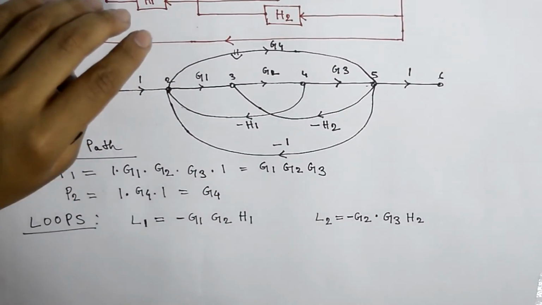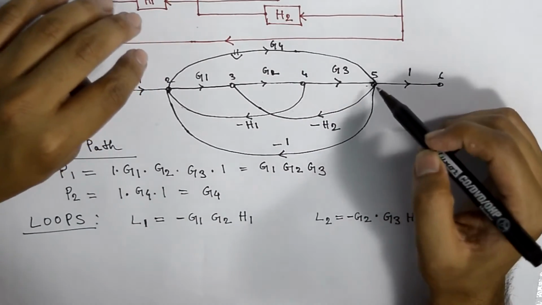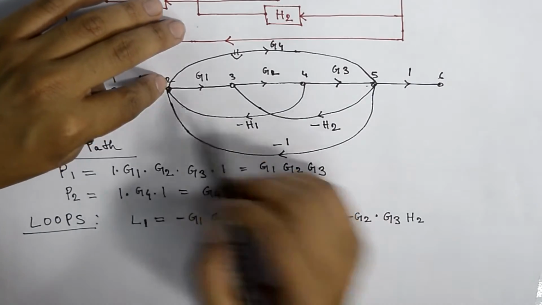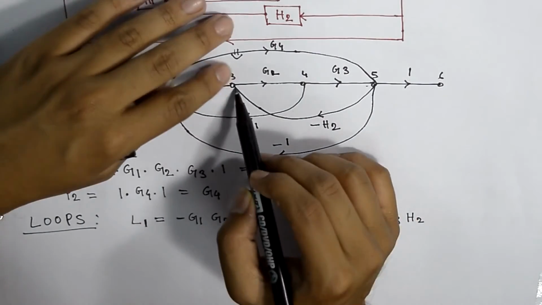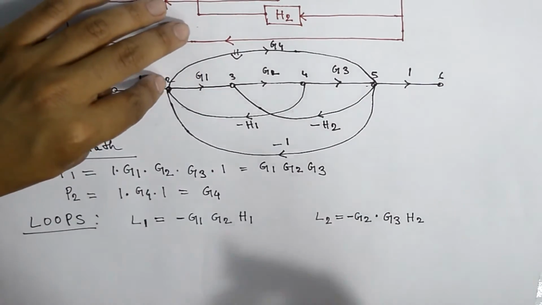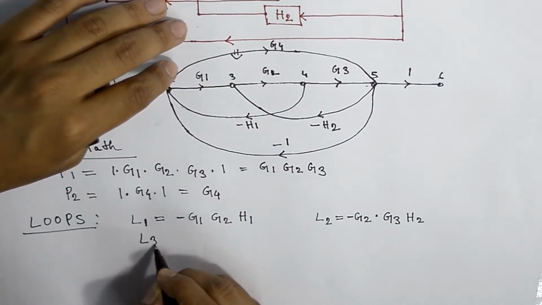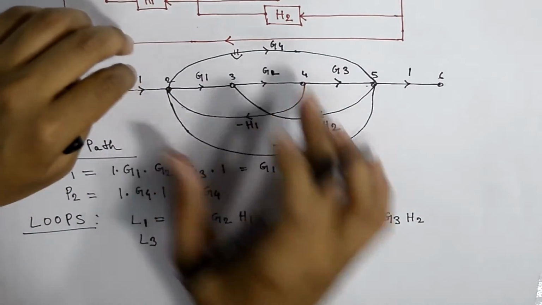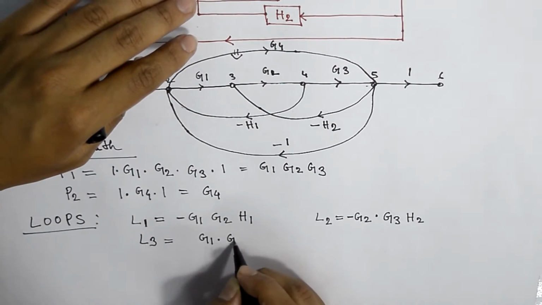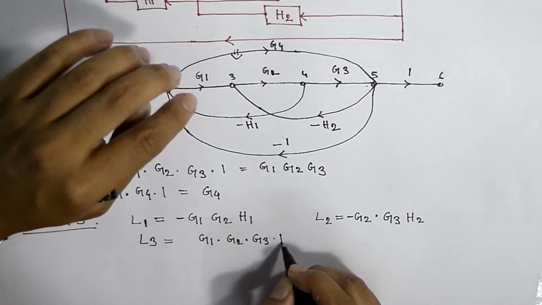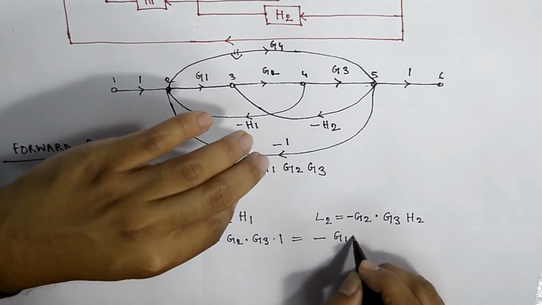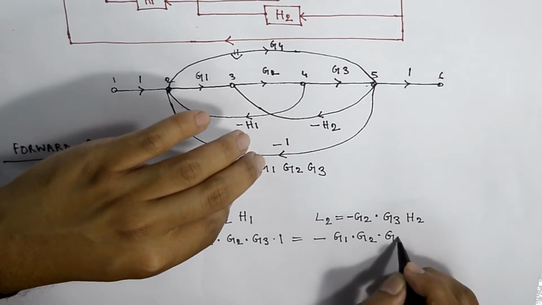Let's find some other loops. This is another loop. Here you can see this loop is moving from node 2 to 3, 3 to 4, 4 to 5, and again back to 2. Take this whole loop as loop 3. We will write G1 times G2 times G3 times 1, and we will simply put minus 1. It equals minus G1 times G2 times G3.